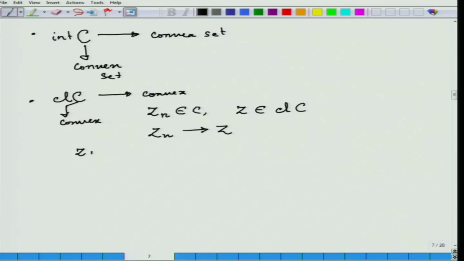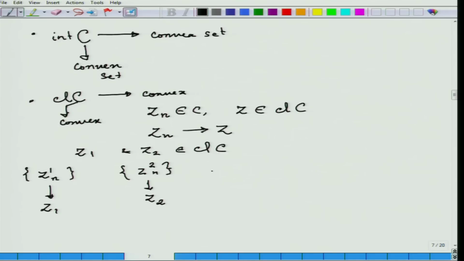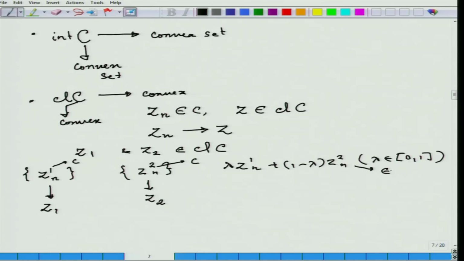So, you take two elements Z1 and Z2 in the closure. Now, what would happen is that you would have these two sequences Z1n and Z2n, where Z1n converges to Z1 and Z2n converges to Z2. Now, these are elements in C. So, you make a convex combination lambda Z1n plus 1 minus lambda Z2n, where lambda is between 0 and 1. Because these are elements in C, this is also an element in C, this belongs to C.